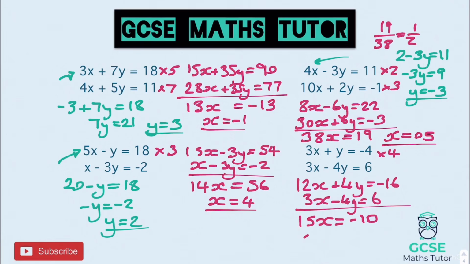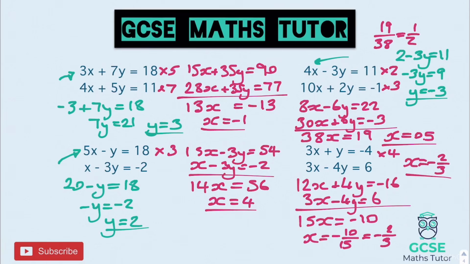If we divide by 15, we get x equals negative 10 over 15. And if we simplify that, we get negative, divide top by 5, we get 2, divide the bottom by 5, we get 3. So negative 2/3. Now all we need to do is sub that in. So we need to sub negative 2/3 in. Let's write out that solution. We have x equals minus 2/3.